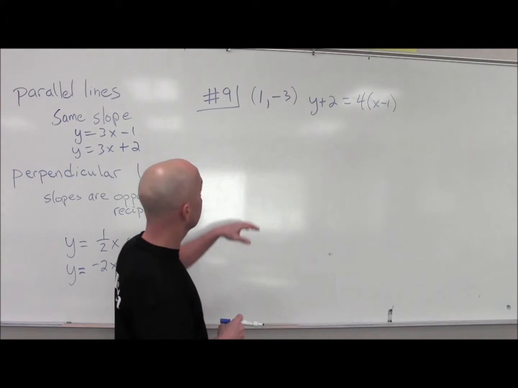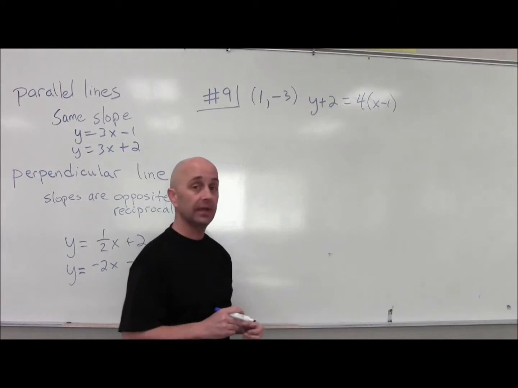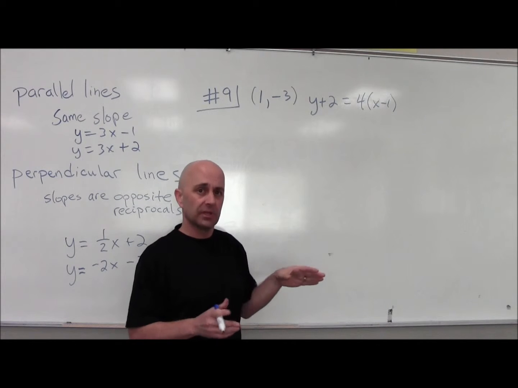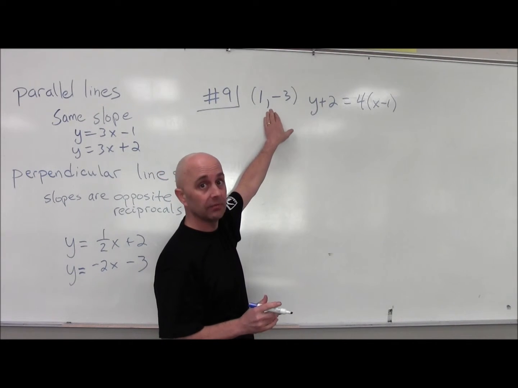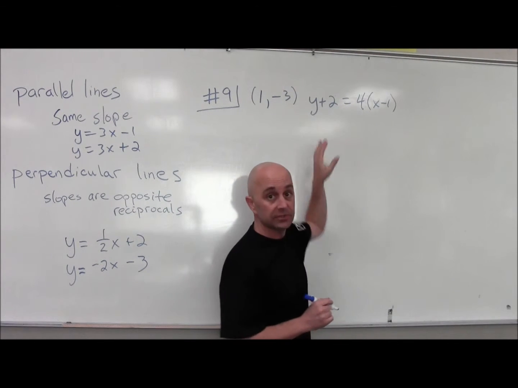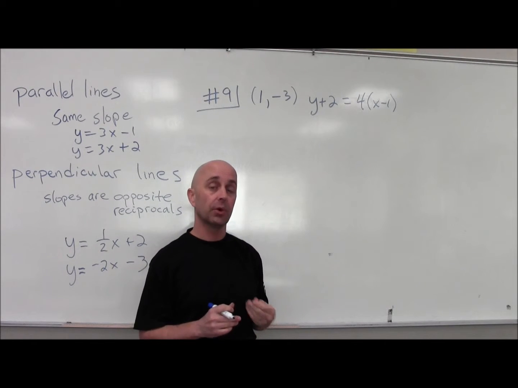So what we have is the equation of the first line, and we need to find an equation of a line parallel to that line, but there's an infinite number of those. But we want the one that goes through this point, 1, -3. So when I look at this one, this is in point slope form, and it's not my favorite form of a line. My favorite form is slope intercept.